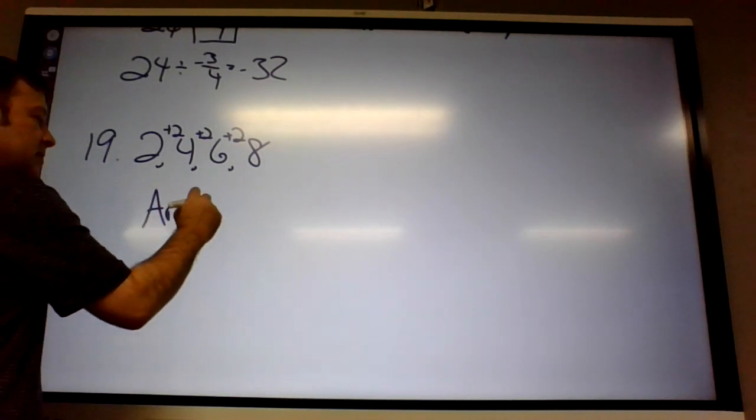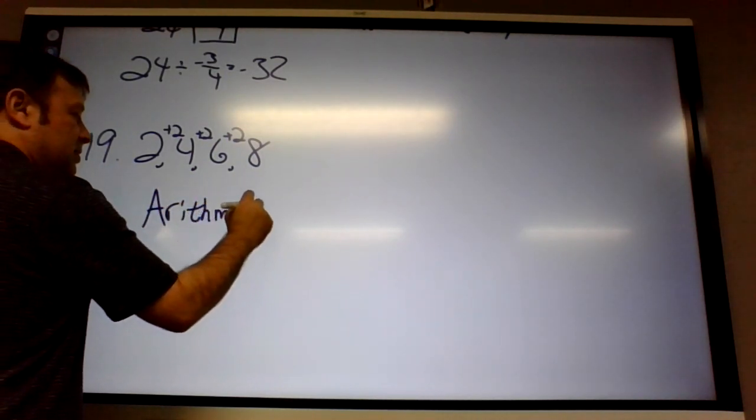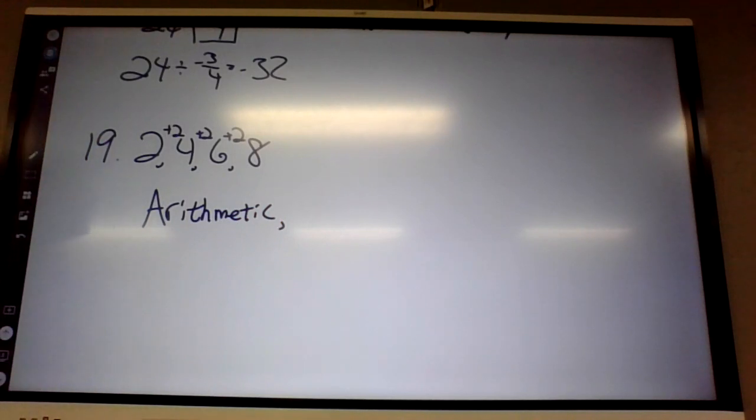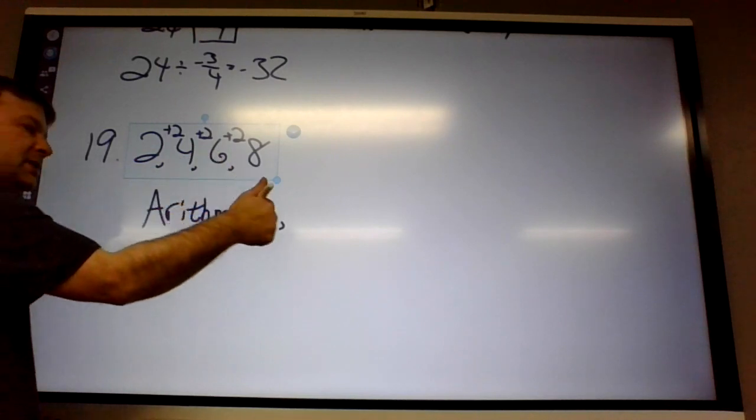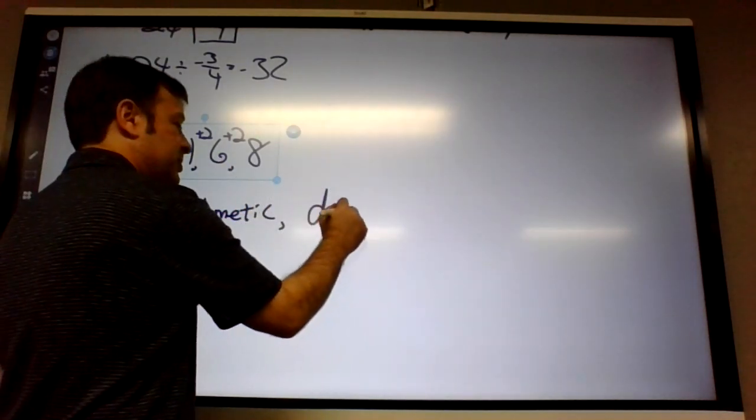Arithmetic. And the plus 2 is called the common difference. Because 2 is the difference between 4 and 6, and 6 and 8. So we're supposed to put D equals 2.